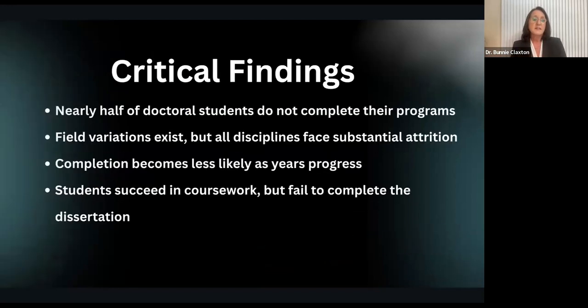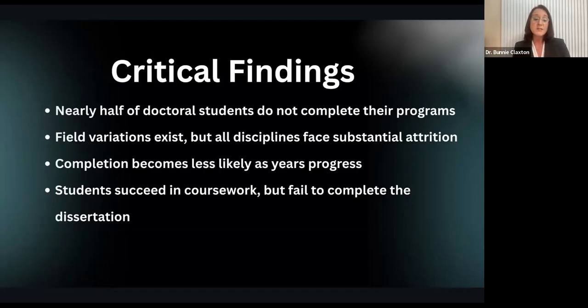So the critical findings here: nearly half of doctoral candidates do not complete their programs. Field variations do exist, but all disciplines face substantial attrition rates. Completion rates are less likely the longer the doctoral candidates are in the program, which tells us we need to do something about getting them to be successful earlier in their program.